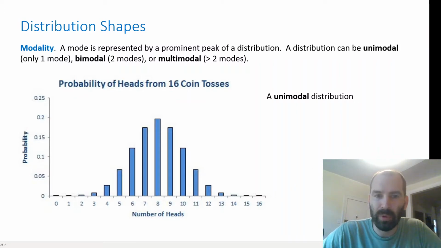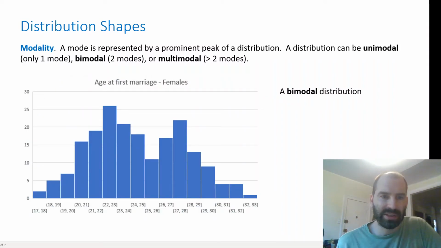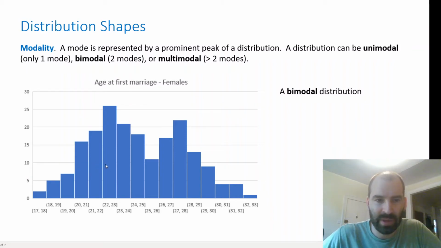What would have more than one bump? Well, here's an example. This is age at first marriage of females. So we have the ages down here, the intervals of different age ranges, and then we have the number of females that got married at that age from this particular sample. And so what we're seeing here is one bump over here, and then another bump over here, which is making this bimodal.